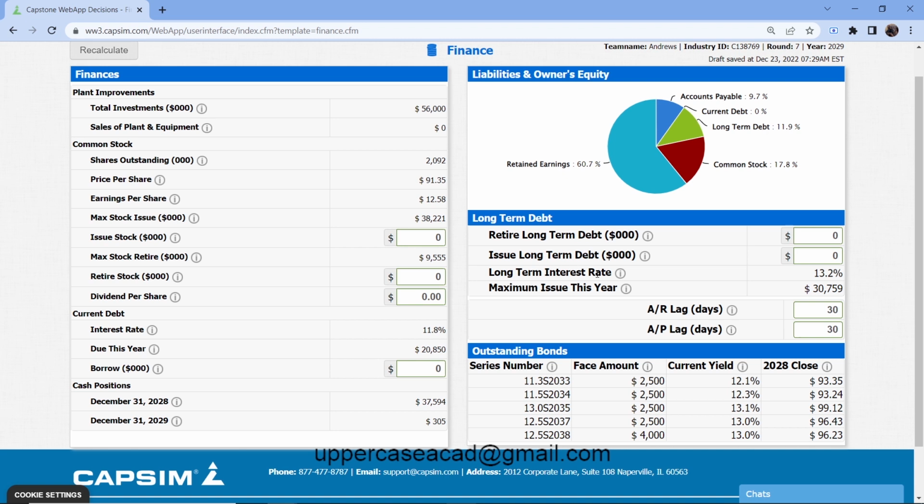Then you have the long-term interest rate, which is 13.2%. And the good thing about long-term debt is that you can pay it over a very long period, not like the current debt, whereby you have to pay the loan that you took in a given year.